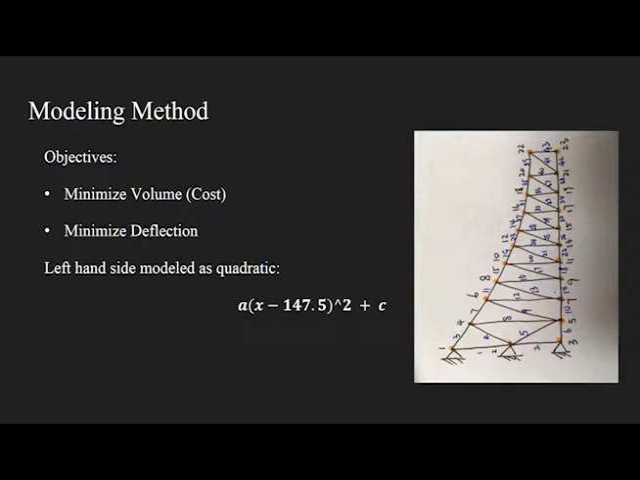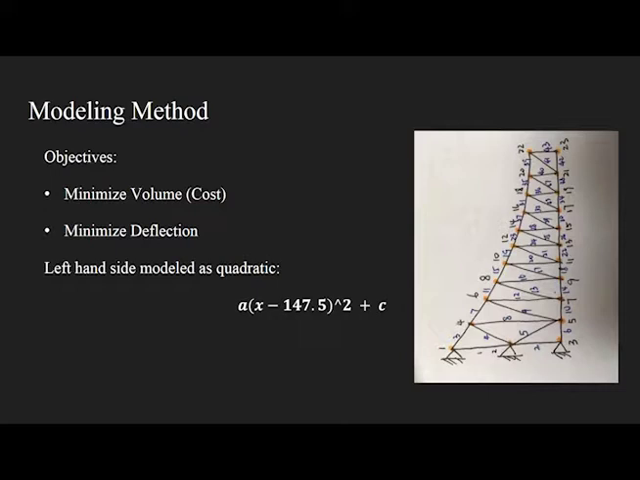So our dam shape is modeled by a quadratic equation, a times the quantity x minus 147.5 squared, plus c, where the design variables a and c control the left-hand shape of the dam. When a is 0, the function is a constant, and c provides it as a straight line. So the left-hand side of the dam would be a straight line, causing a rectangular dam. When a is not 0, it will cause a curve and change the concavity of the quadratic equation used to model the left-hand side of the dam.